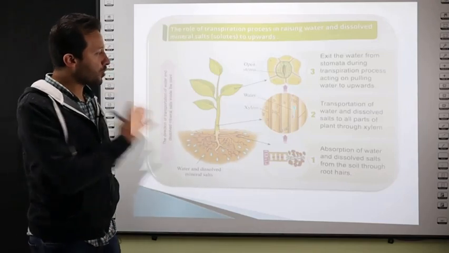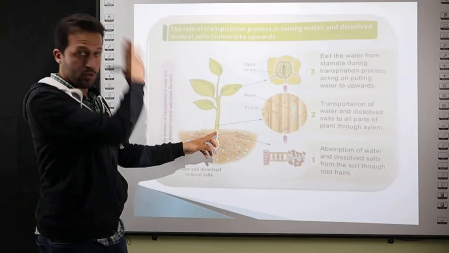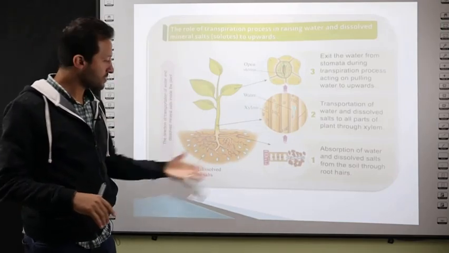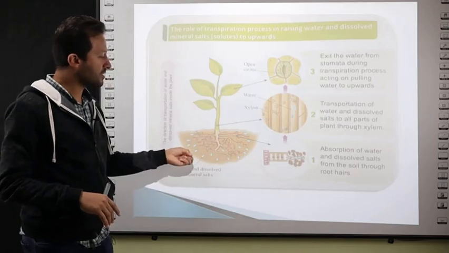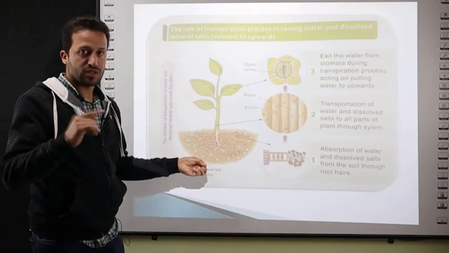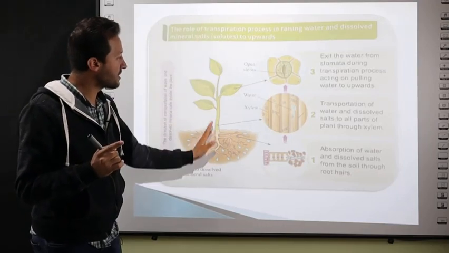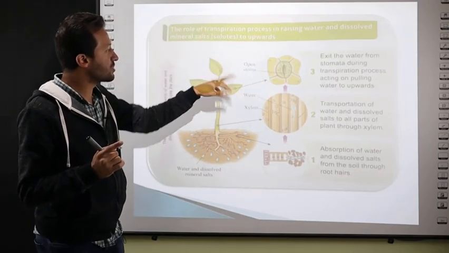So what will push the water upward against gravity in the stem? Okay? The root takes the water and the mineral salts. The water and the mineral salts have to move upward against gravity in the stem to reach the leaves.